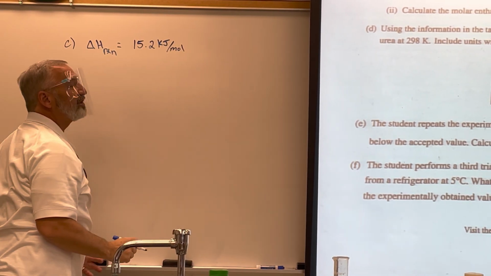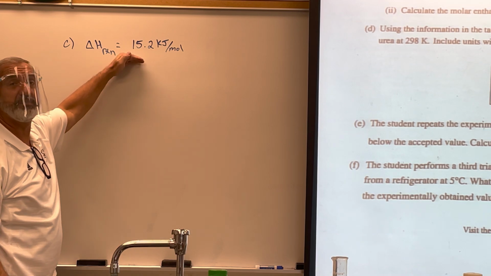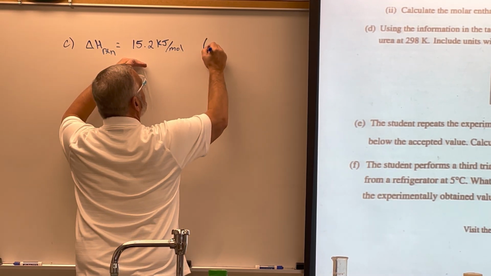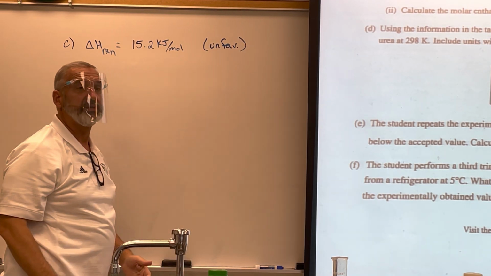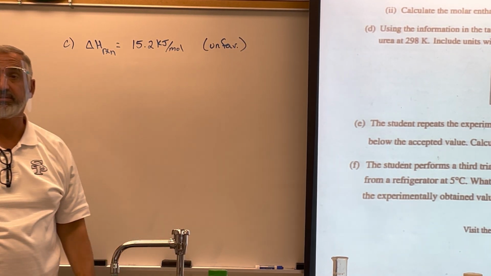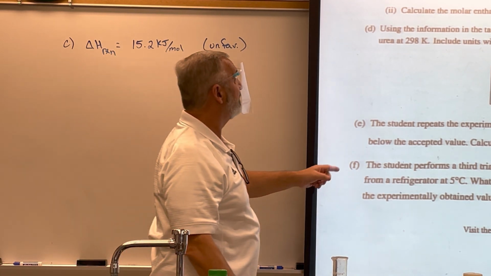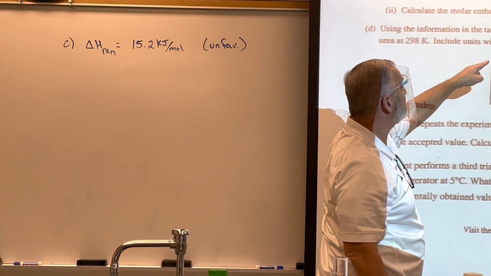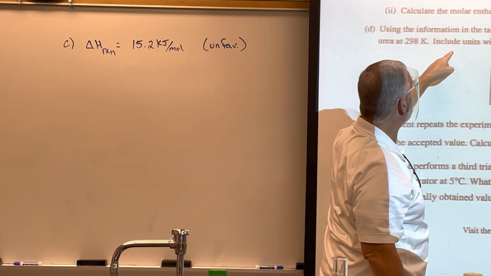So is that a favorable or an unfavorable change in nature? Unfavorable, because it's endothermic, it's positive. Okay? So it's unfavorable. Yet the reaction occurs. So what must be driving this reaction? Entropy. Okay? The student, using the information table, will calculate the value of the entropy of the solution, include units with your answer.